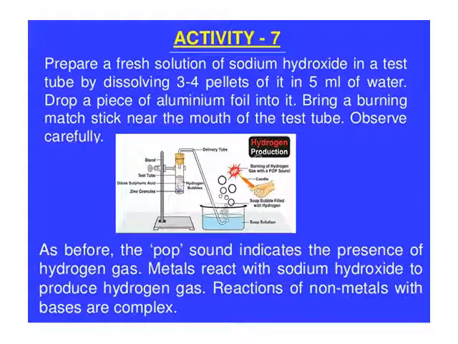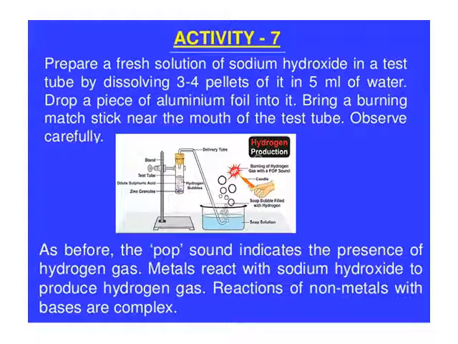And what is the test for hydrogen gas? We introduce a glowing candle to the mouth of the gas, and the flame burns with a pop sound. So, if the flame burns with a pop sound, certainly the gas evolved is hydrogen gas. This is also a GK question: how will you test the presence of hydrogen gas? If the flame burns with a pop sound, then the gas released is hydrogen gas.